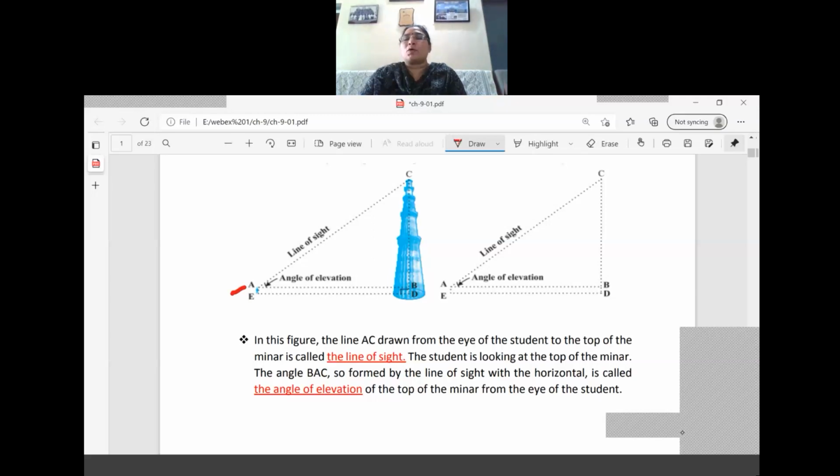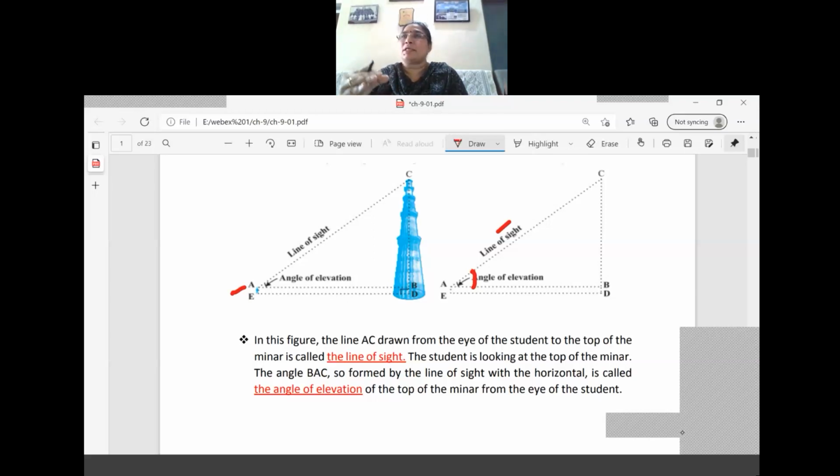and is called the angle of elevation of the top of the minar. On the right side, you have a right triangle. We are only considering a right triangle. AE is the height of the observer, the student. From the eye of the observer, we draw a line to the top of the minar, that is called the line of sight, right? Now, at the level of the eye, we draw a horizontal line parallel to the ground. So from the eye of the observer, we draw a line parallel to the ground level. Then this horizontal line and the line of sight make an angle.